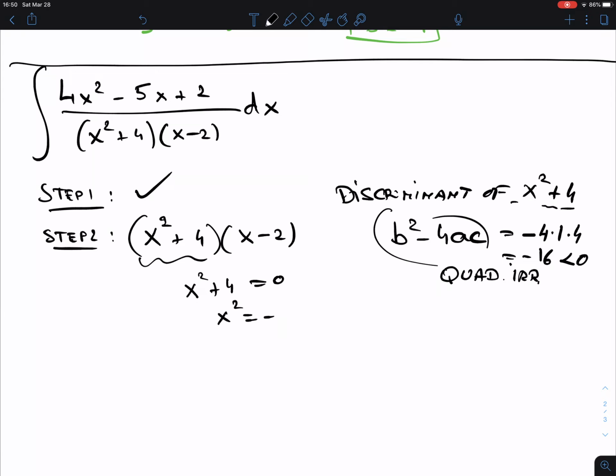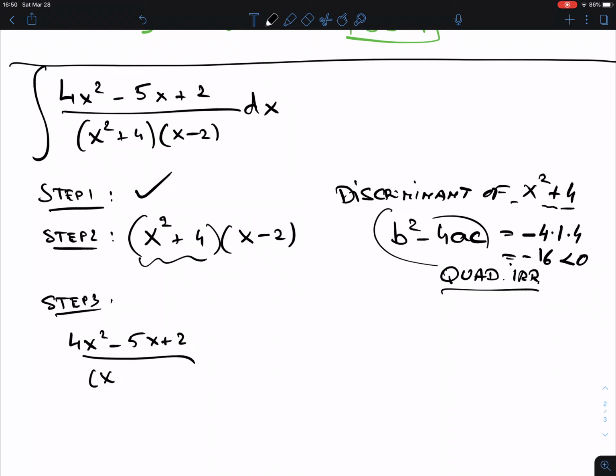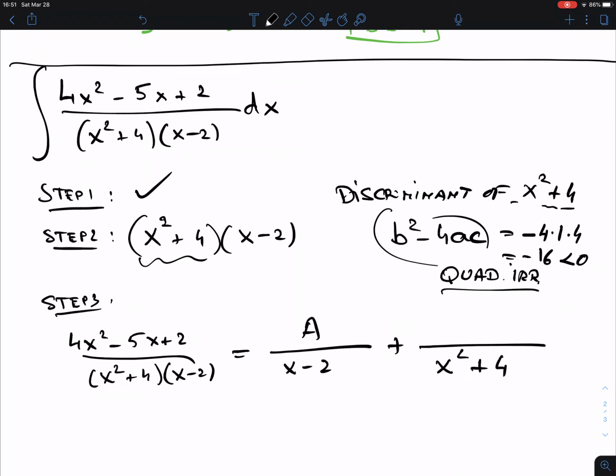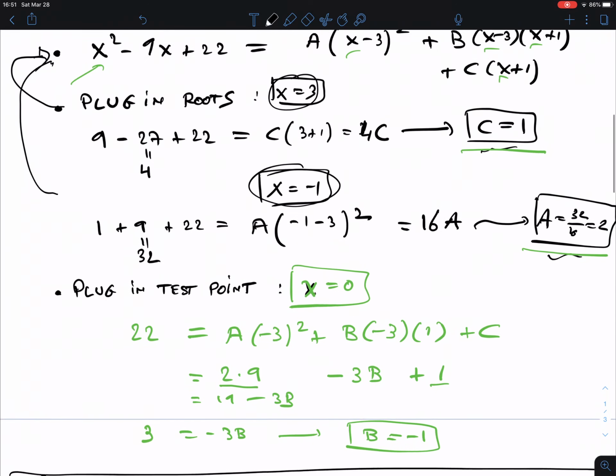Okay. But it's important that we know this, that it's quadratic irreducible, because this is now in our next step. In our proposed fraction, 4x squared minus 5x plus 2 divided by x squared plus 4 times x minus 2, x minus 2 is just what it is. It's a linear factor, so it goes with a letter on top. But here comes our quadratic irreducible. And now we do something else. We put bx plus c on top, which is a different form than what we would have here.